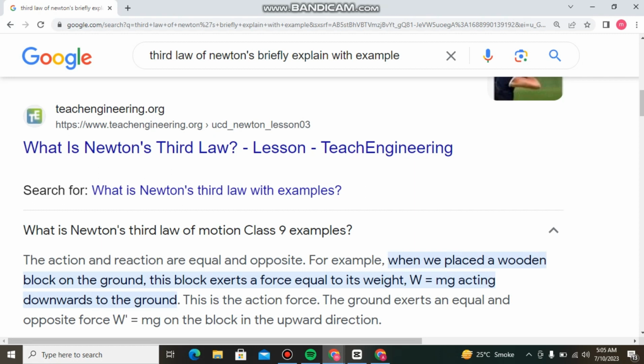So I repeat, the action and the reaction are equal and opposite. For example, when we place a wooden block on the ground, this block exerts a force equal to its weight, W equals mg, acting downward on the ground. This is the action force. The ground exerts an equal and opposite force, W equals mg, on the block in the upward direction.